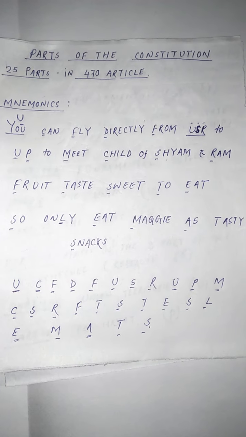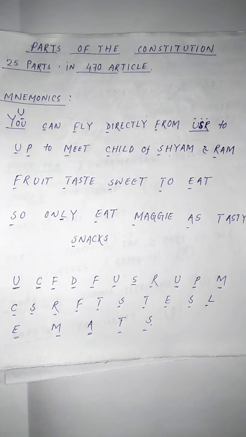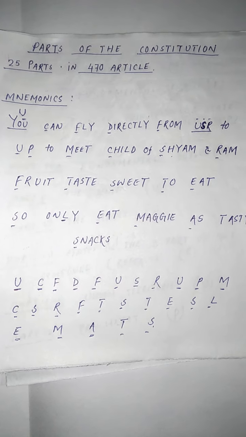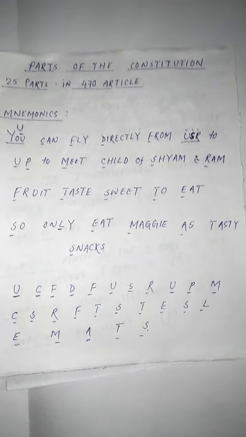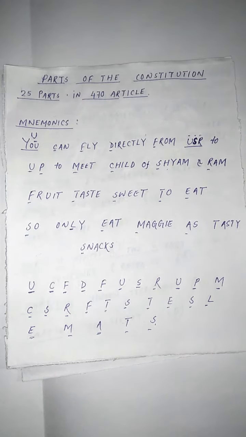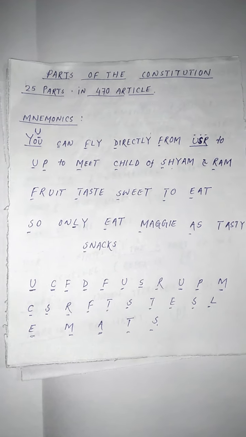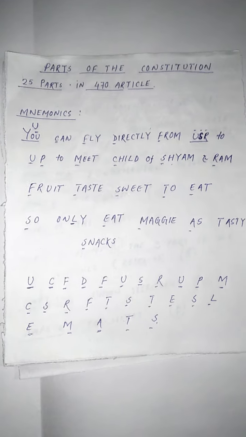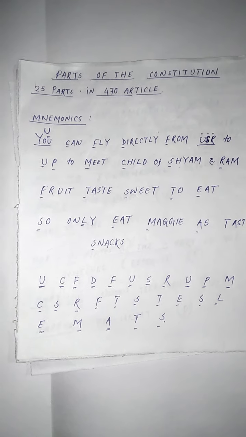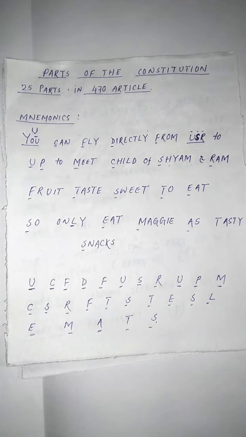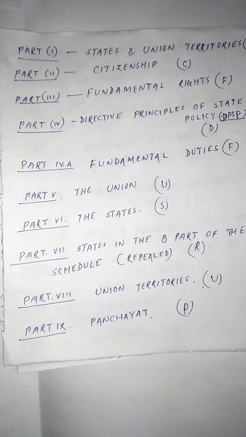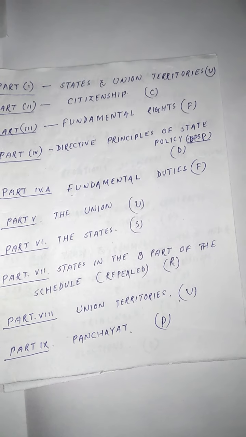You, capital U, can, the letter C, fly, the letter F, directly, the letter D, from, the letter F. This is the way we are going to discuss. You can fly directly from USR to UP. That is 10 parts. There you have completed 10 parts. U for something, C for something, F for something.